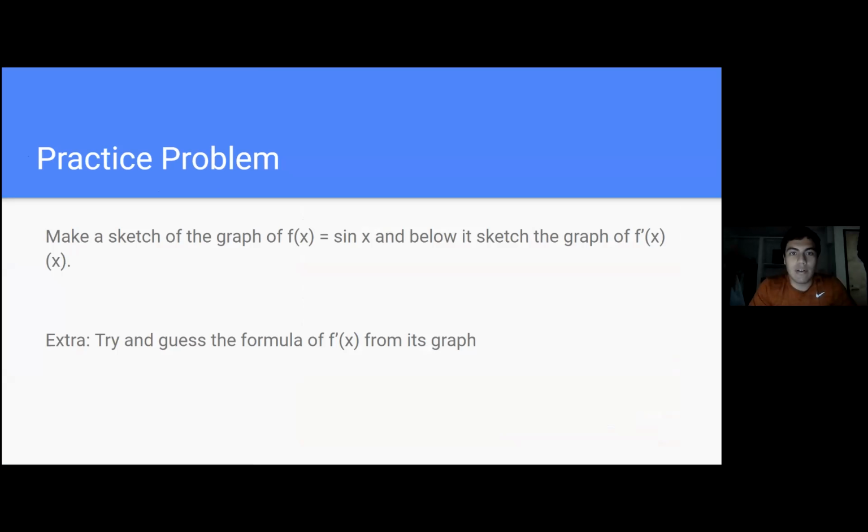Now that we've given you all our explanations, here's a practice problem that you can try on your own. Make a sketch of the graph of f of x equals sine of x, and below it sketch the graph of its derivative. A little extra portion if you want to make it a little bit harder: try and guess the formula of f prime of x from its graph.